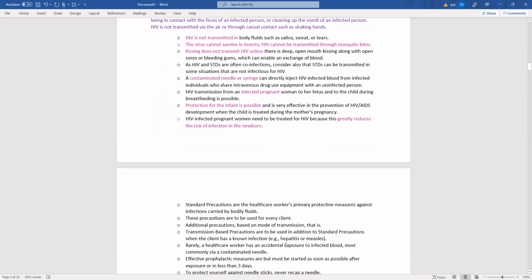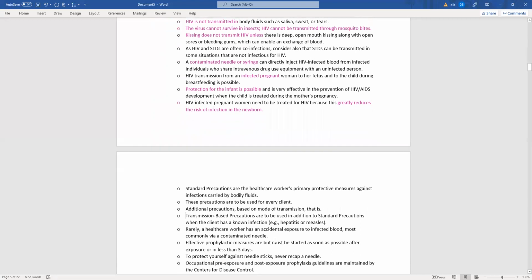Rarely, a healthcare worker has an accidental exposure to infected blood, most commonly through a contaminated needle. If you get stuck with a needle that has potentially HIV, you're probably going to get it. More than likely, well, yeah, you put yourself at risk for getting infected.